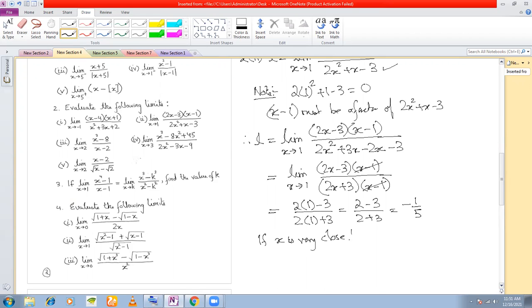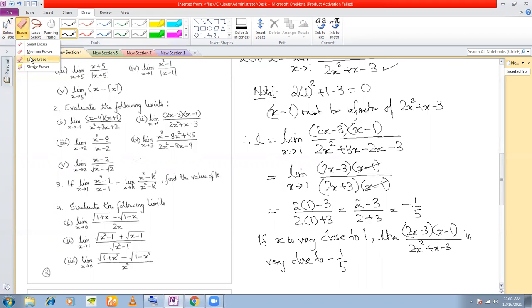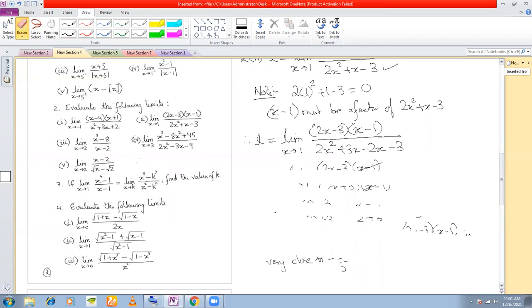because x tends to 1, if x is very close to 1, then this expression (2x minus 3) into (x minus 1) by (2x square plus x minus 3) is very close to minus 1 by 5, right? That is what it means in normal language. Okay, next limit.